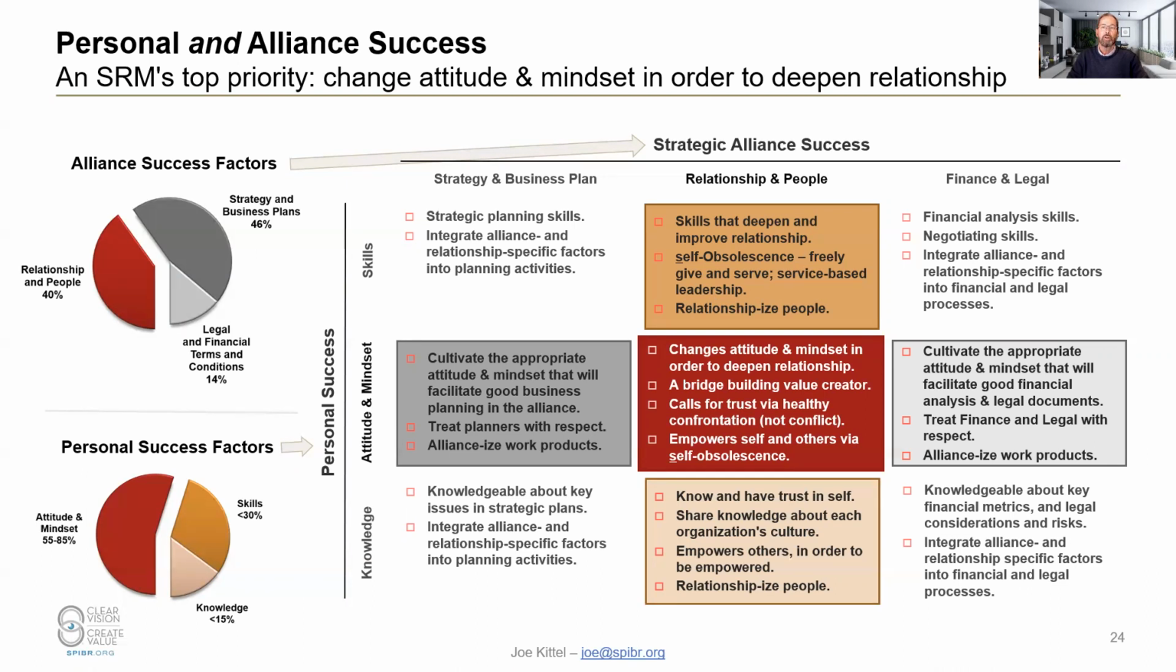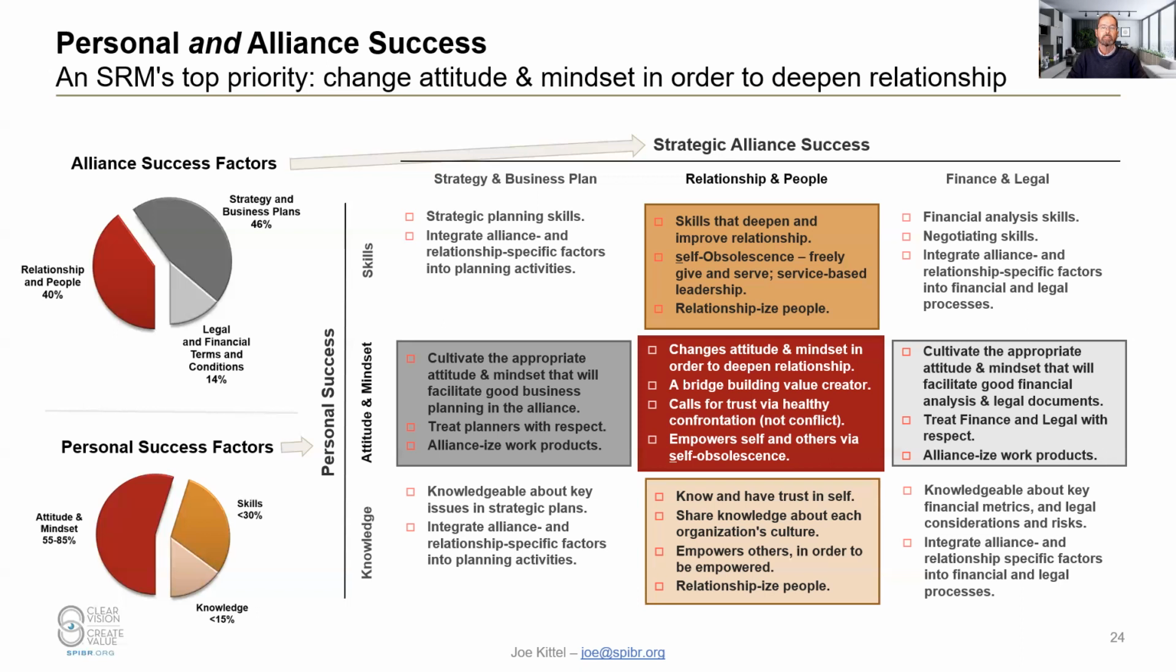There is nothing more important in terms of their ability to create greater value in their strategic alliance on an ongoing basis. They have two sets of secondary foci. Number one, relationship-ize the people who are working in the alliance by sharing with them important skills and knowledge, the brown boxes.